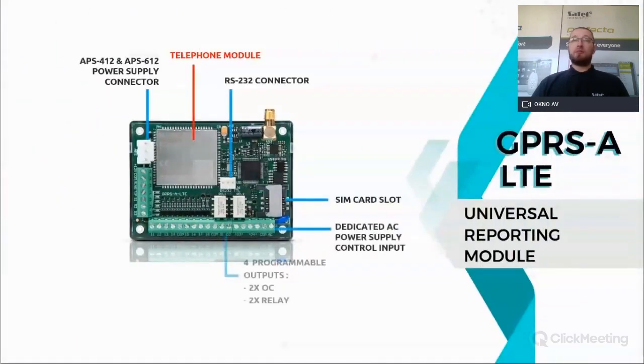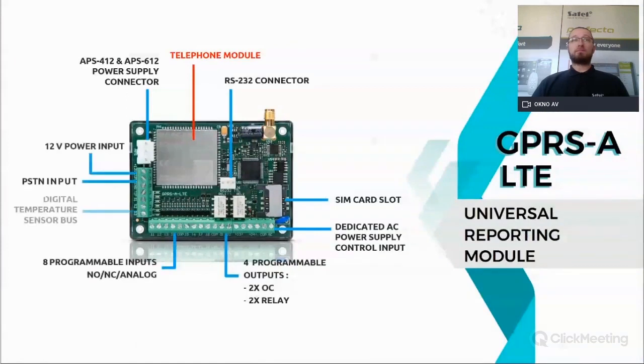There is, as I told you before, a GPRS-A and an LTE version. The difference between them is just the technology of the modem. So the GPRS-A uses 2G for the communication, but LTE, of course, uses 4G or 5G, LTE technology, depending on the country, how you name it. And yeah, this is the only difference.